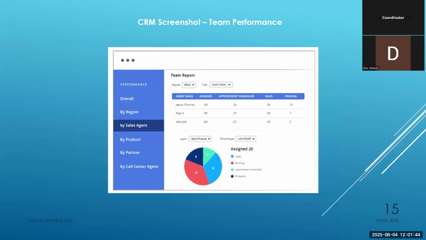Team report: for every person, what are all the assigned leads, what are all the appointments, everything will be available, from the leads, how much sales has been done. All of these need to be recorded in the CRM system by the relationship manager, which will be you when you are working in a bank. You will be designated as a relationship manager. You have to use the CRM software. You have to record everything, right? Are you getting it?